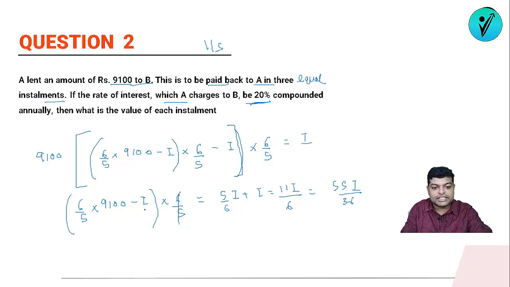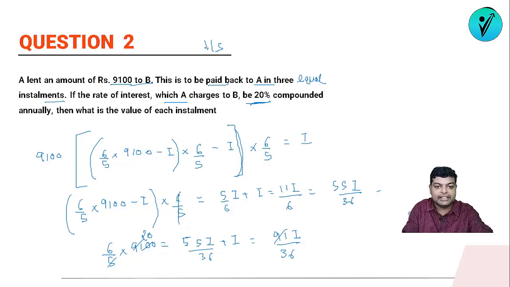Now let's move this I also. So if you move this I, I am writing it here itself, wait. 6 by 5 times of 9100 will be equal to 55I upon 36 plus I. Calculating it, we'll be getting 91I upon 36. Let's solve it. So 91 and 91 will be cancelled. 5 ones are 5, and this will be 520.